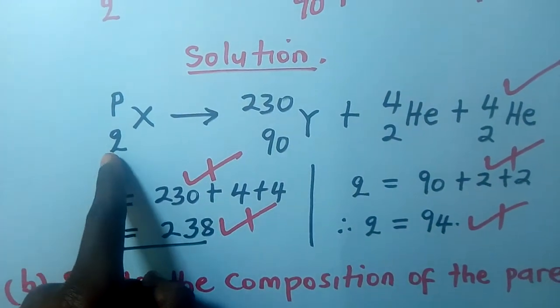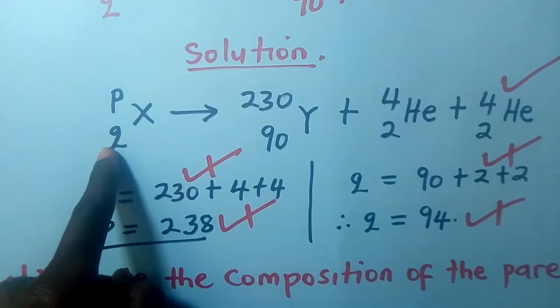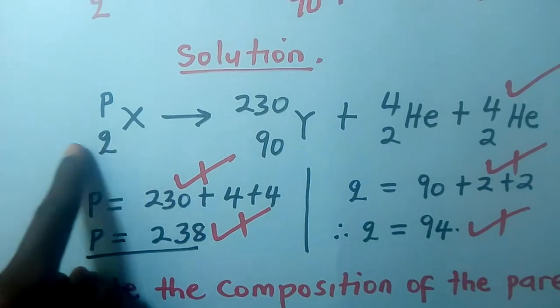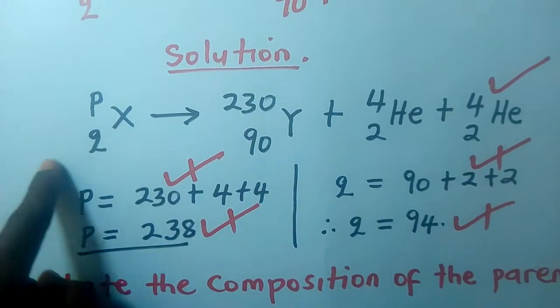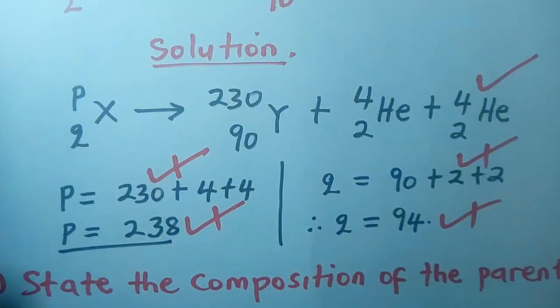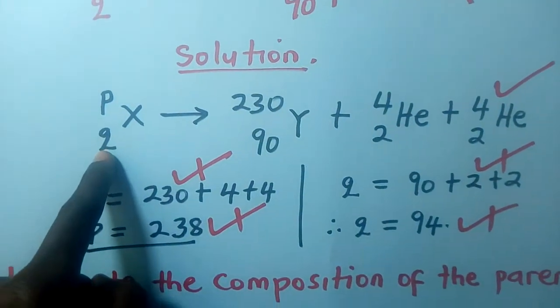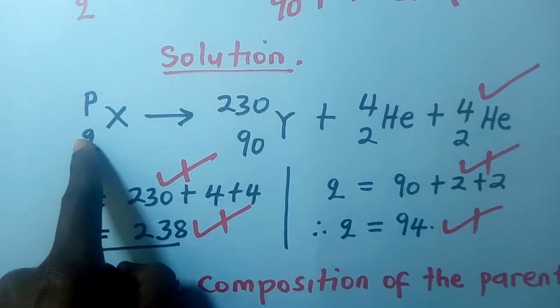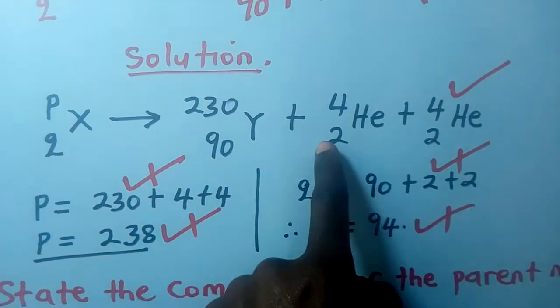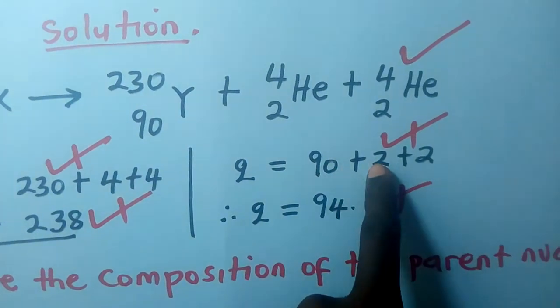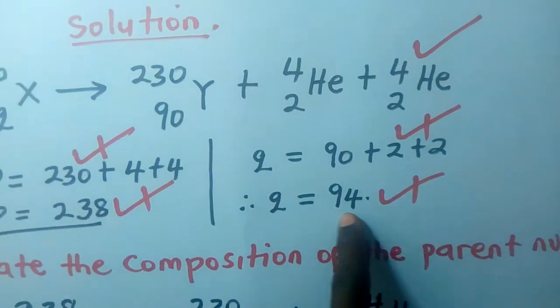Then we come down for atomic number. Q is the only unknown this side, and it is the only atomic number. So we add all the atomic numbers this way, which must be equal to all the atomic numbers this way. But now here we only have Q. So our Q is going to be equal to 90 plus 2 plus 2. And that's what we write here. Q equals 90 plus 2 plus 2. And when you add this, you get 94.